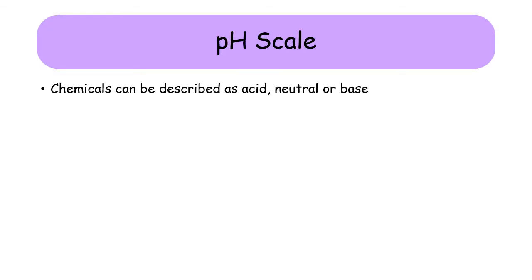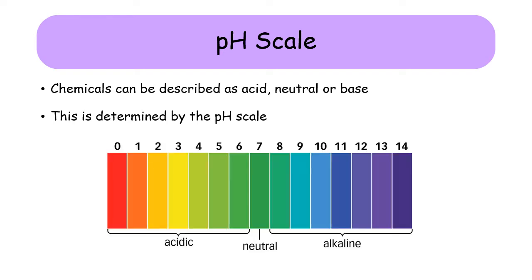So the pH scale. Chemicals can be described as being an acid, neutral, or a base. And this is determined by the pH scale. Now the pH scale typically goes from 0 to 14. Anything with a pH under 7 is an acid. Anything with a pH of exactly 7 we call neutral, and anything with a pH over 7 we call a base, and if a base dissolves in water we call it an alkali. So sometimes those two words, base and alkali, get used to describe the same thing.